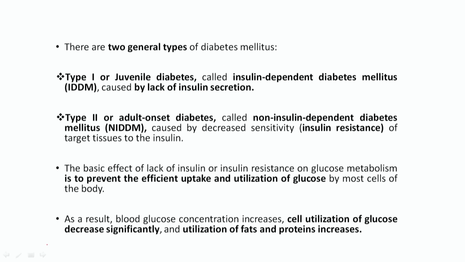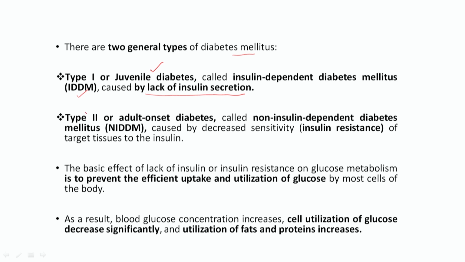There are generally two types of diabetes mellitus. One is called type 1, also called juvenile diabetes, also called IDDM, meaning insulin dependent diabetes mellitus, which is caused by the lack of insulin secretion. So that is type 1 or juvenile.